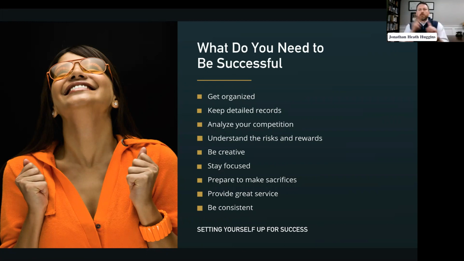Okay, so what do you need to become successful? This really applies to current business owners and new business owners. What's important is that you always stay organized with all your documentation. Keep detailed records. Analyze where you are. You don't want to get complacent. You always want to study and analyze your competitors, making sure that you have the best quality, the best experience, the best product. All of those are critical.